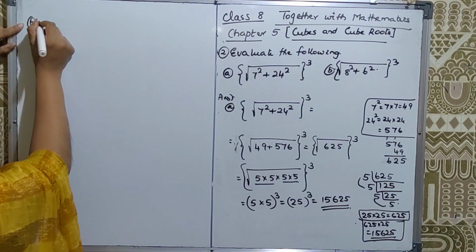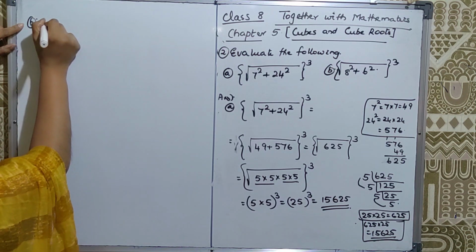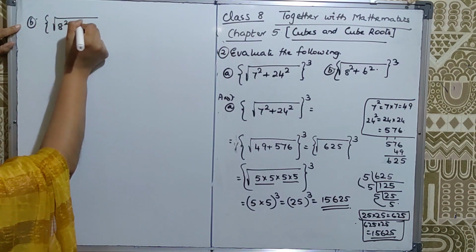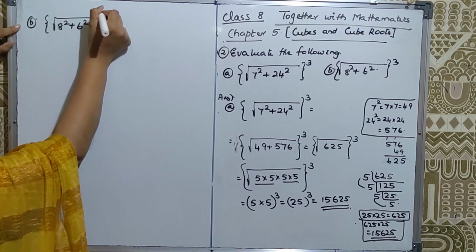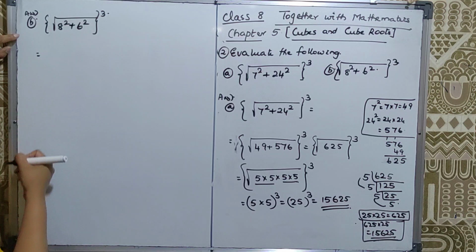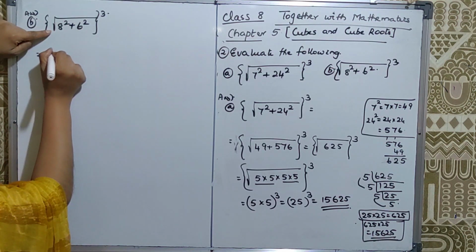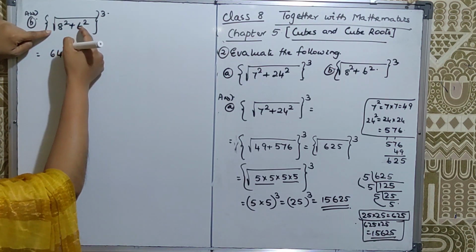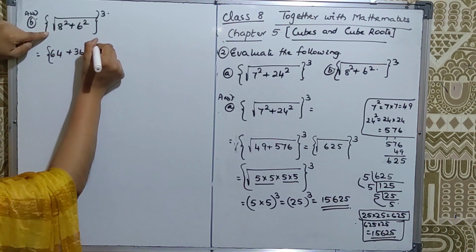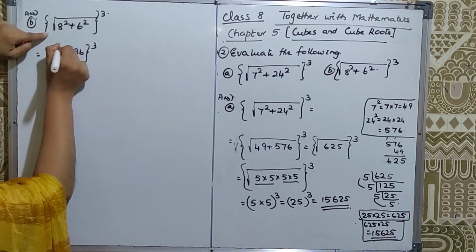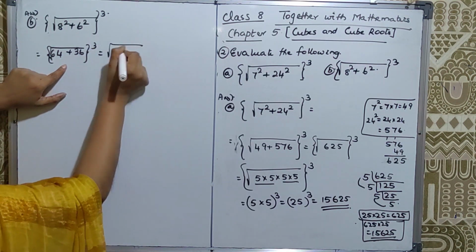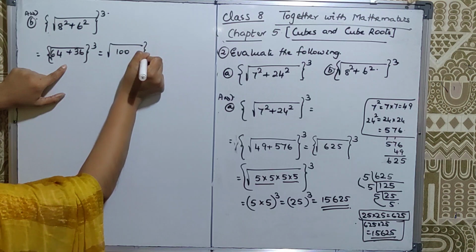Now B part. B part is actually the square root of 8 squared plus 6 squared, the whole cube. Answer we are doing. So it will be 8 into 8 is 64. 8 squared is 64, plus 6 squared is 36. The whole cube. Square root sign is there. 64 plus 36 is 100. The whole cube.